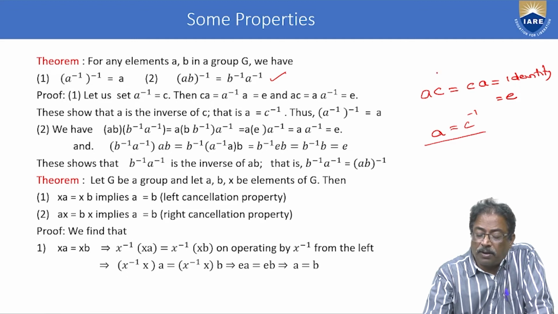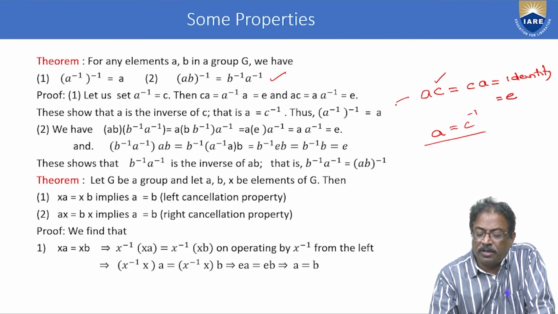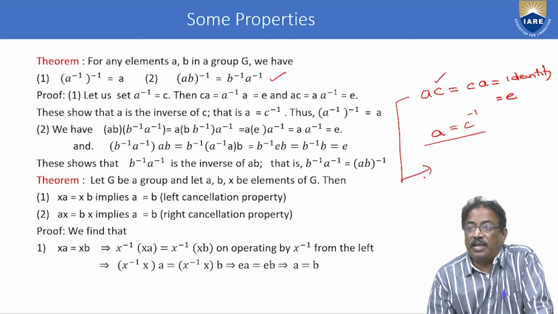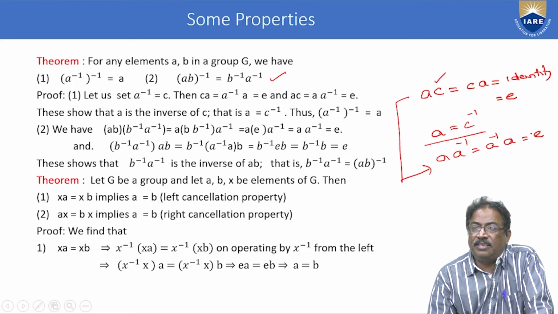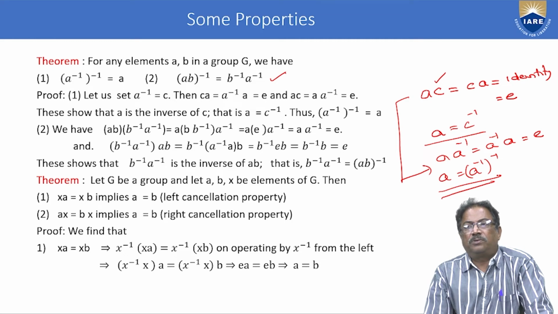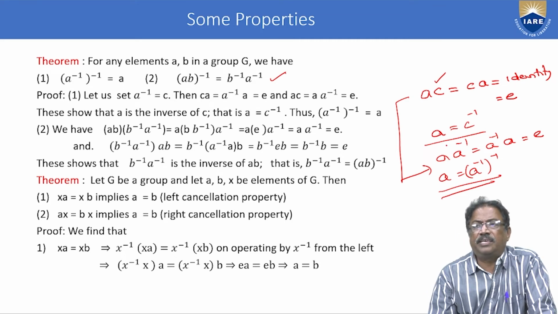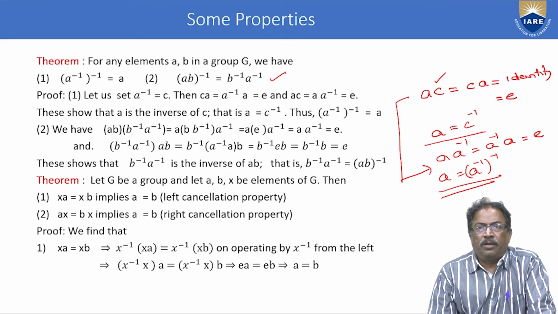Now I am going to replace C with A inverse. So A inverse A is equal to E. So C inverse is equal to A. In the place of C, we have A inverse whole inverse is equal to A. I am just replacing C with A inverse.